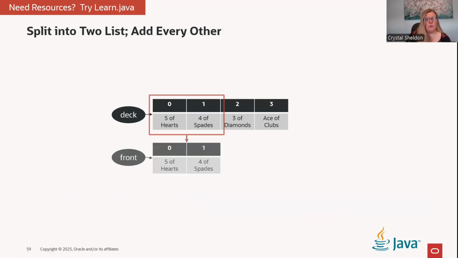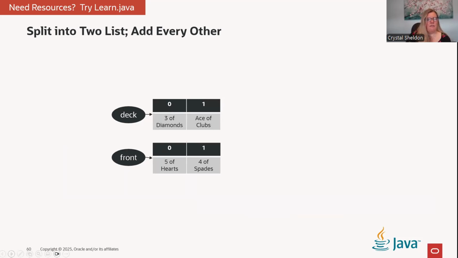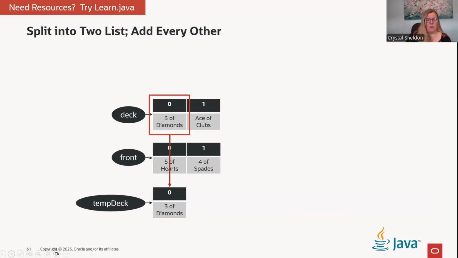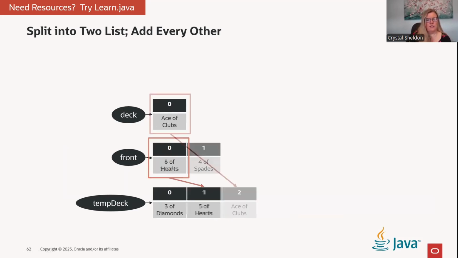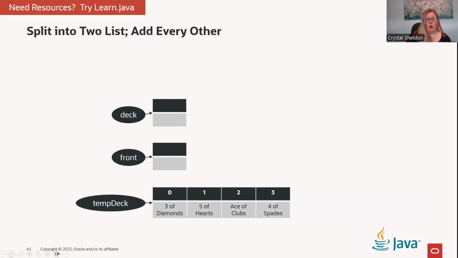So we've got this deck. We're going to split it in 2. So I'm going to take the front of the deck and I'm going to put it in an array list called front. And then I've got the back of the deck still in deck. And now I'm going to create a temporary deck, and I'm just going to alternate pulling from deck and then from front of deck, and you can see how that would work. Okay, so now I've got my temporary deck. I'm going to assign that back to deck and I'm done.